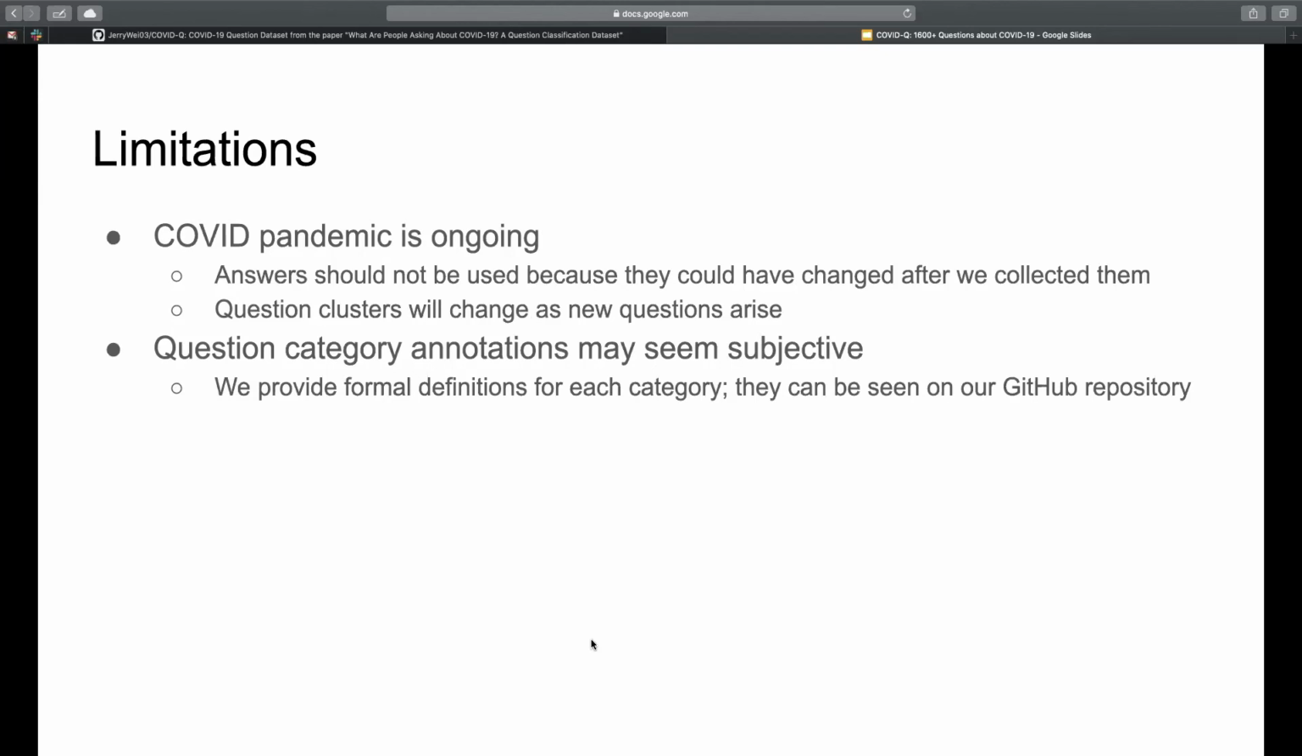Another limitation with our dataset is that the question category annotations might seem subjective. But to remain as transparent as possible, we have provided formal definitions for each category that can be seen on our GitHub repository.